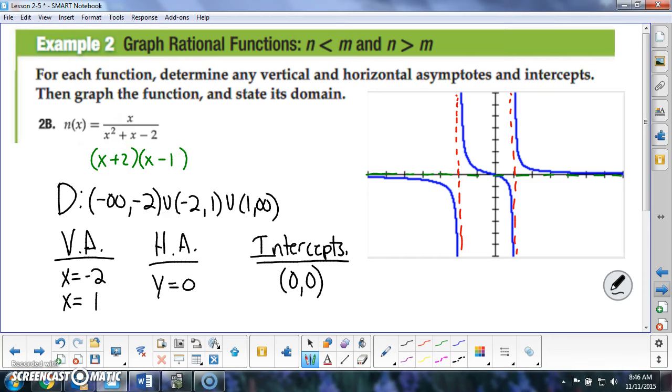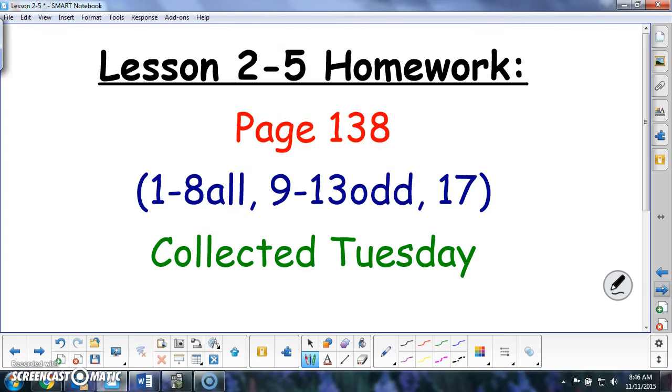So this is your introduction to rational functions. This is part 1 of lesson 5, chapter 2, and the homework problems you're going to be working on are 1 through 8 all, 9 through 13 odd, and number 17. This will be collected on Tuesday.